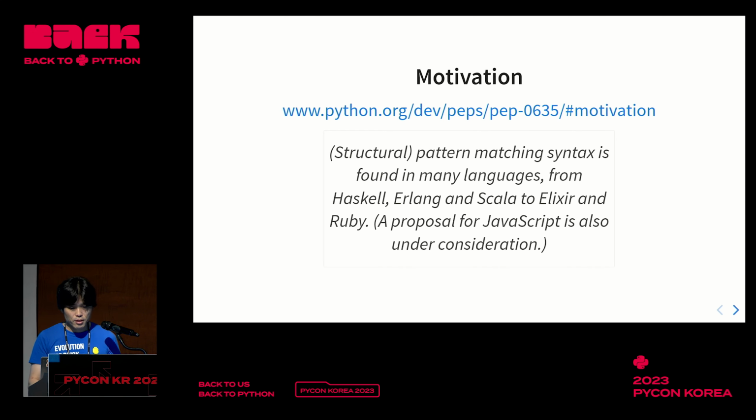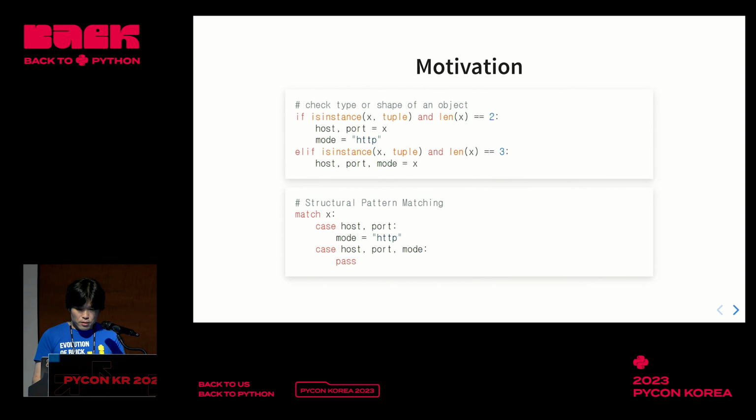Structural pattern matching, motivation. The author of the PEP writes that structural pattern matching syntax is found in many languages, from Haskell, Erlang, and Scala to Elixir and Ruby. A proposal for JavaScript is also under consideration. And look at this code. The if, elif, else idiom is often used to check the type or shape of an object. isinstance or something, dict keys, or len, or hasattr or something. Then, if you use match statements, you can write more elegantly. This is the motivation for structural pattern matching.